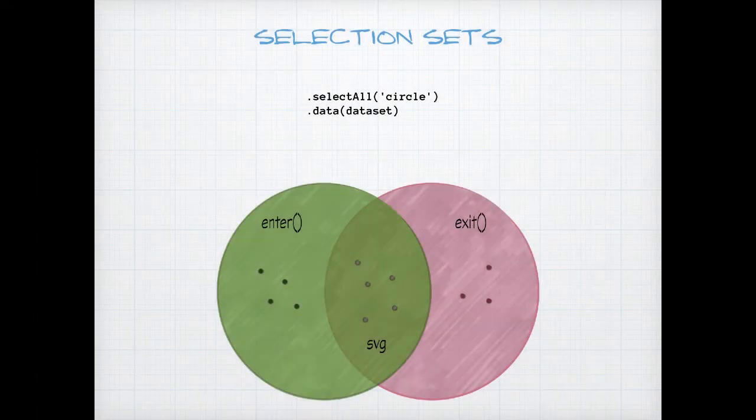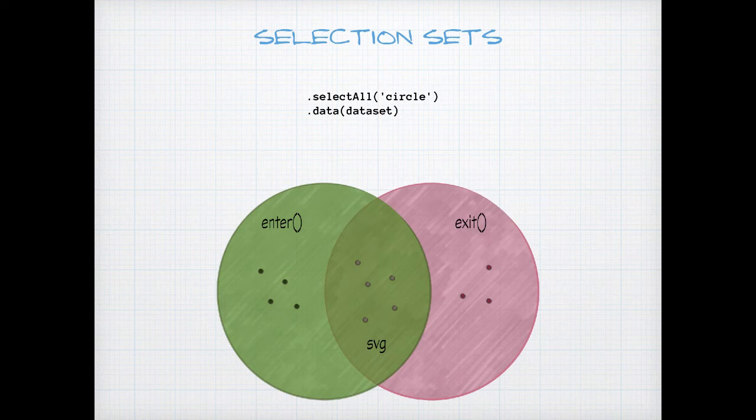Brief review of data binding in D3. I like to think about data binding in D3 as a set of Venn diagrams. Under the hood, that's actually not inaccurate. This is really close to what happens. Every time we do selectAll circle and bind a new bunch of data to that set, D3 actually creates three separate sets for us to work with.